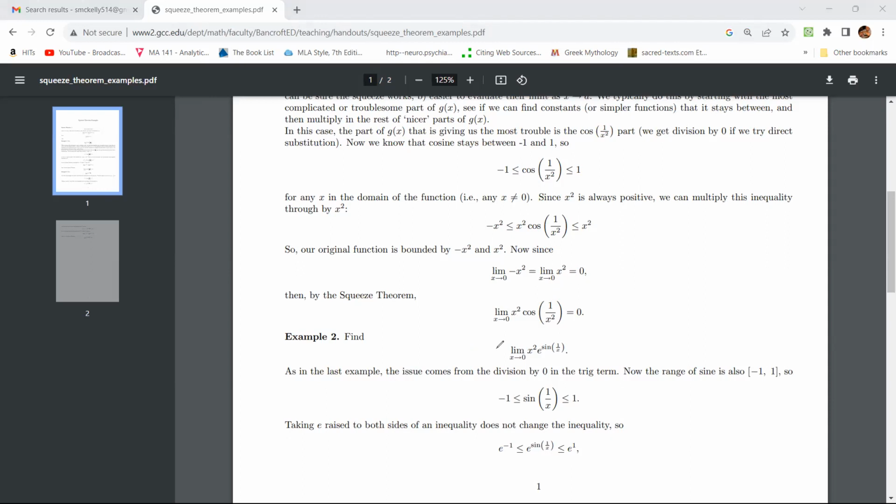Look at example 2 down here. See it? Now here we have x squared times e to the power of sine 1 over x.